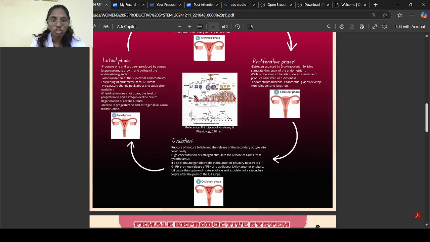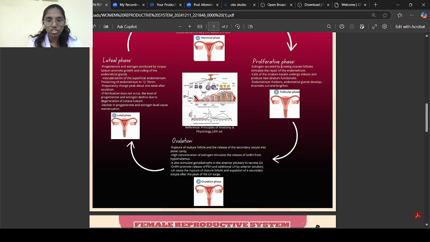After that, ovulation occurs. So rupture of the mature follicle and the release of the secondary oocyte into the pelvic cavity occur during ovulation. A high concentration of estrogen stimulates the release of GnRH from the hypothalamus. It also stimulates gonadotrophs in the anterior pituitary to secrete LH. GnRH promotes release of FSH and additional LH by the anterior pituitary gland.